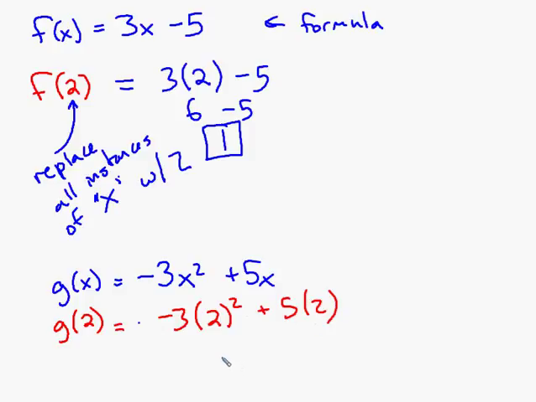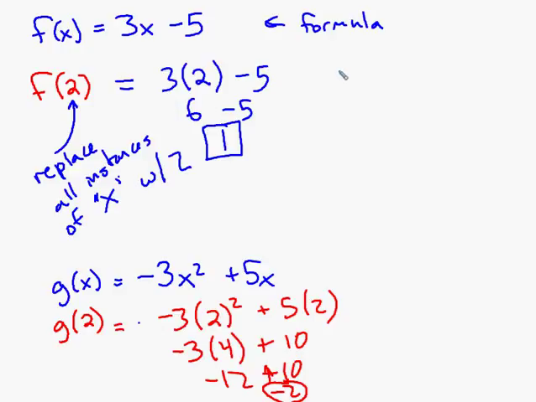Order of operations, what should I do next? Exponent. What's 2 squared? 4. So I have negative 3 times 4. And I can go ahead and do this piece, that's 10. What's negative 3 times 4? Negative 12, so I have negative 12 plus 10, which is negative 2. Okay, so again, all I'm doing is I'm putting in that number for x.